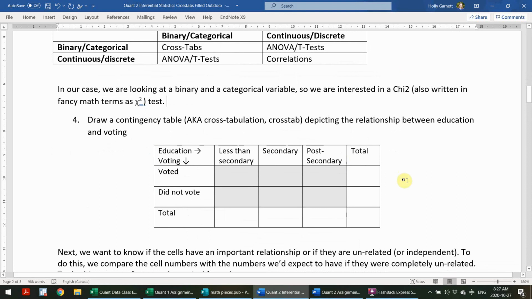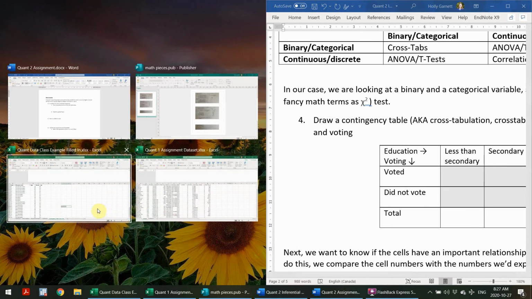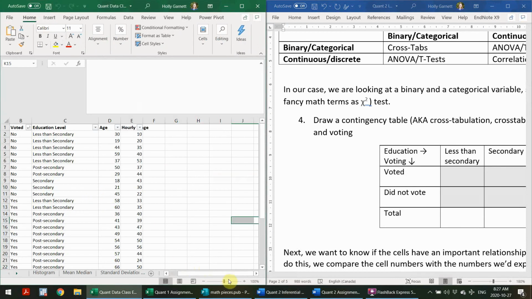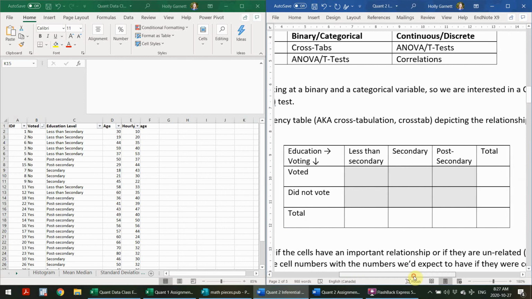We're going to start off by drawing what is called a contingency table. It's also called a cross tabulation or a crosstab. I'll often refer to it as a crosstab. Essentially, we want to depict the relationship between education and voting. So let's go back to our data set, which is right here. We want to fill out this table here.